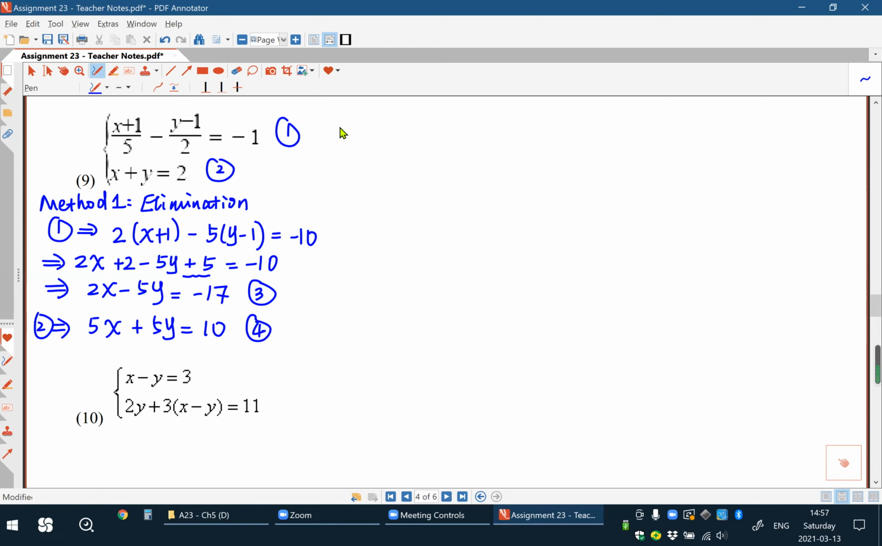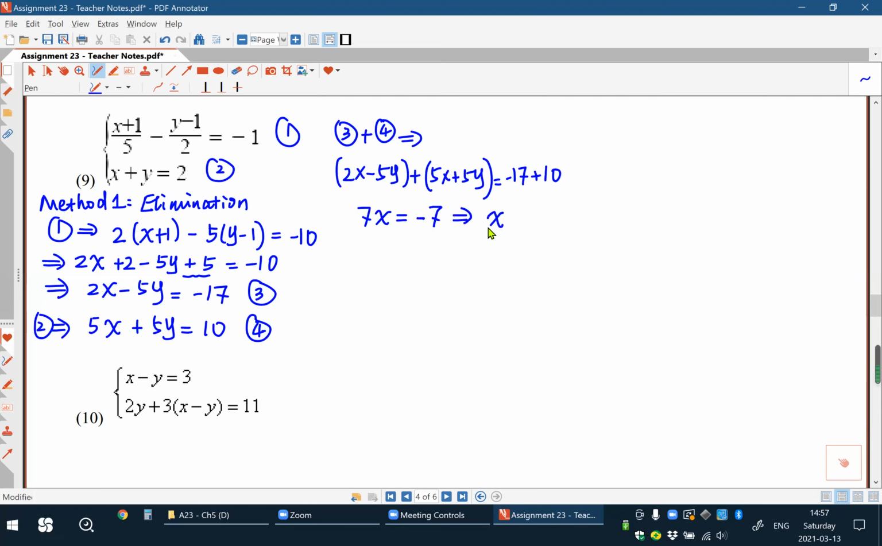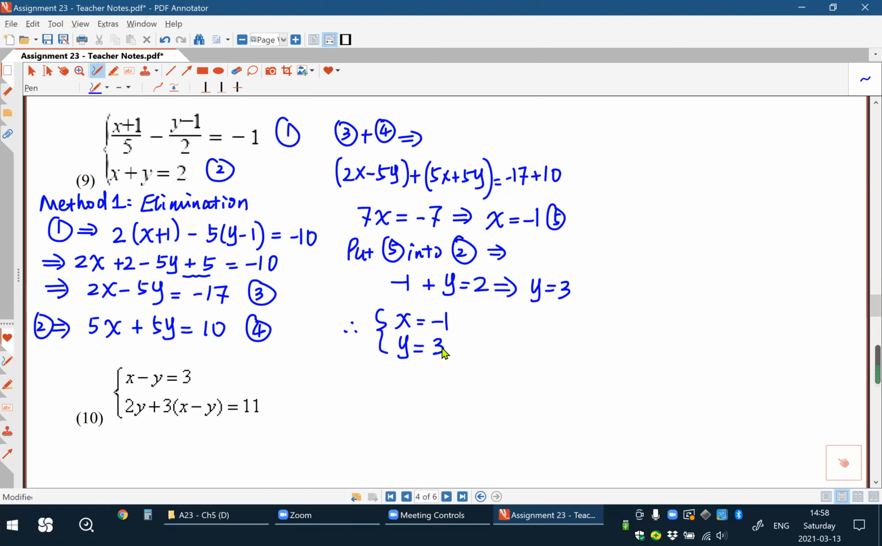So in order to eliminate one of the variables, we can use 3 plus 4. That means 2x minus 5y plus 5x plus 5y equals minus 17 plus 10, right? That means 7x equals minus 7. Okay, so we solved x equals minus 1. Let's call this number 5. Then we can put number 5 into number 2, right? It seems easier to put it in number 2. This will give you minus 1 plus y equals 2. That means y is 3. So now we can make the conclusion. x is minus 1 and y is 3, right? Any questions?